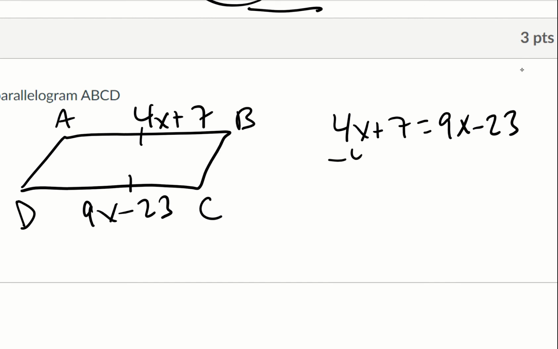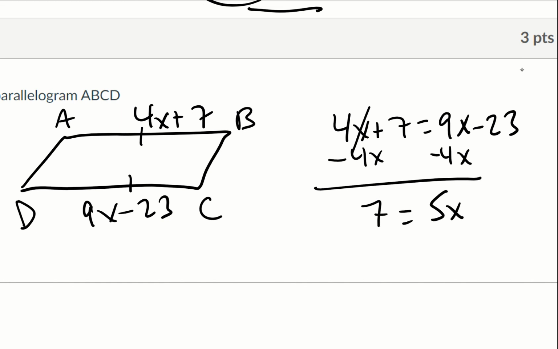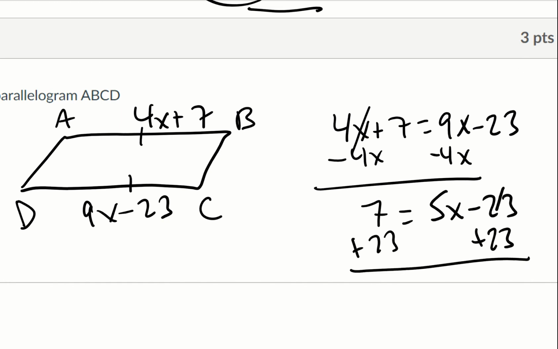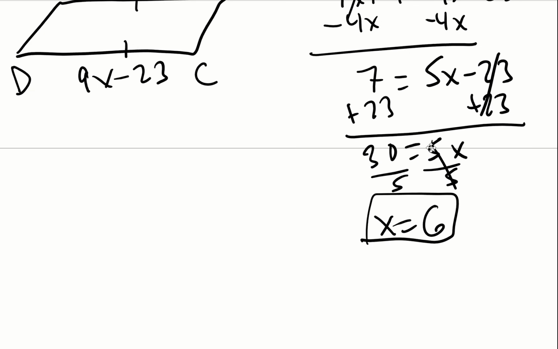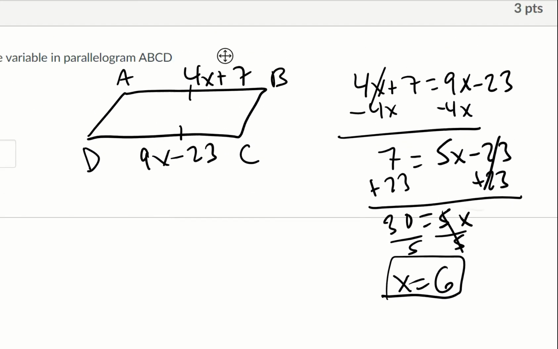So we have here minus 4x. So we got 5x minus 23, then we'll move the 23 to the other side, leaving us with 30 equals 5x. Divide by 5, so x equals 6. Okay, so we got x equals 6.